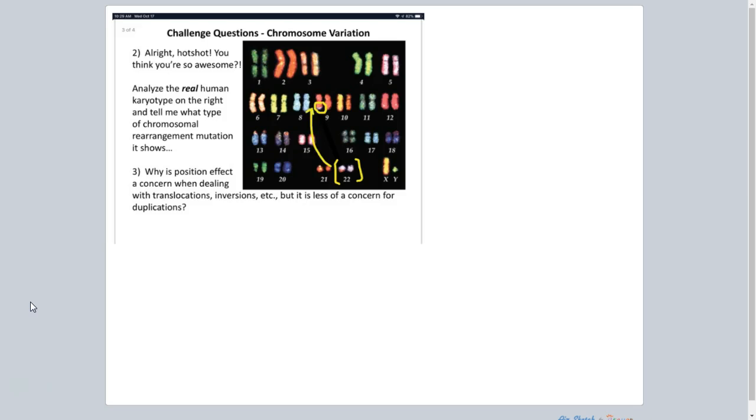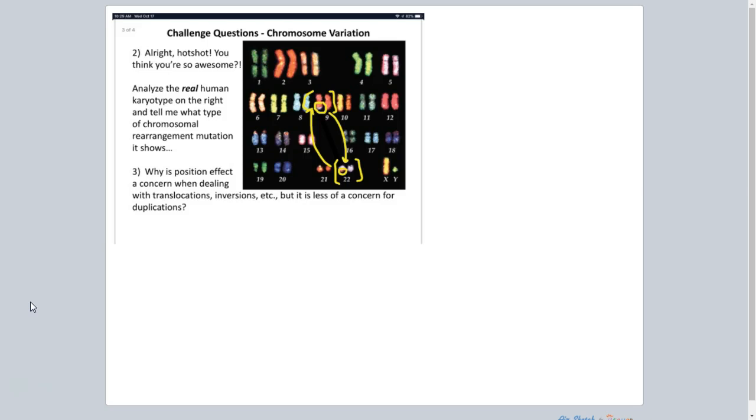But what else do we see? We see a very distinct and out-of-place orange chunk on the bottom of chromosome 22, and that deep orange is exactly the color of chromosome 9. So we also see that DNA moved from chromosome number 9 to chromosome number 22. We have an even and equal swap of genetic information between two non-homologous chromosomes. That is a reciprocal translocation, and that's the correct diagnosis for question number 2.